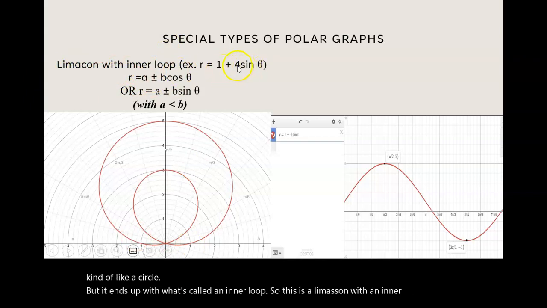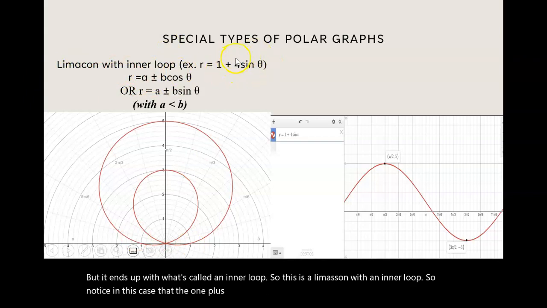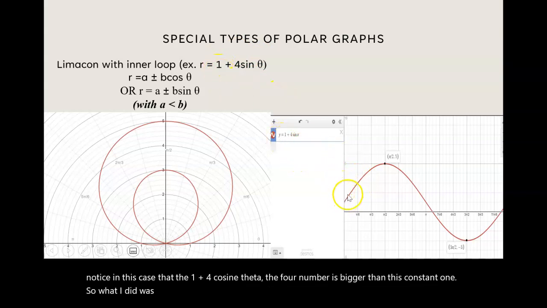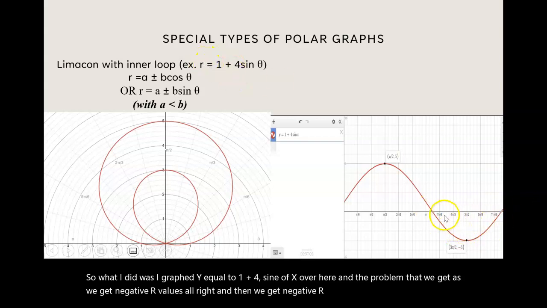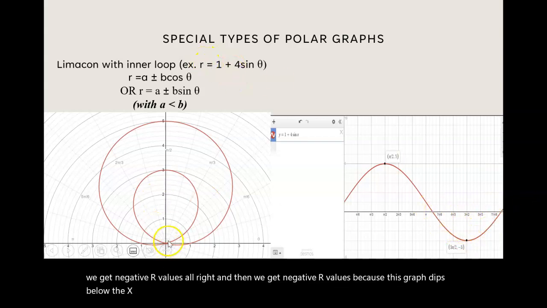So notice in this case that in 1 plus 4 cosine theta, the 4 is bigger than this constant 1. So what I did was I graphed y is equal to 1 plus 4 sine of x over here. And the problem that we get is we get negative r values, because this graph dips below the x-axis. Whenever we get a negative r value, that means we graph backwards.